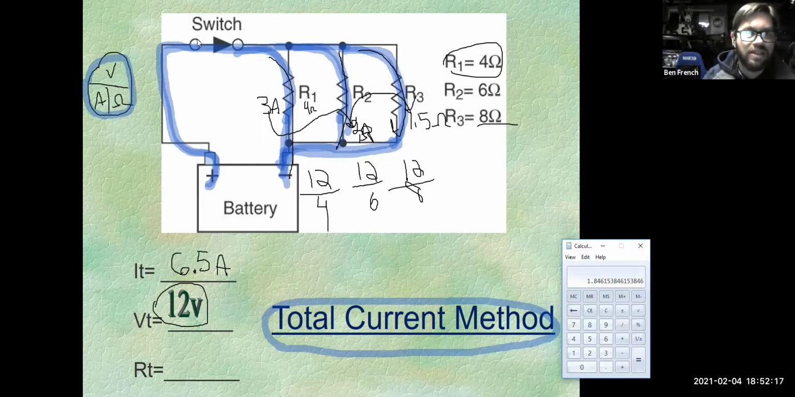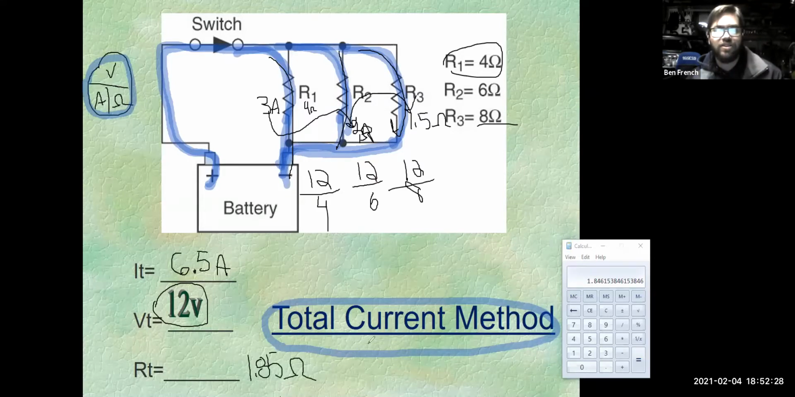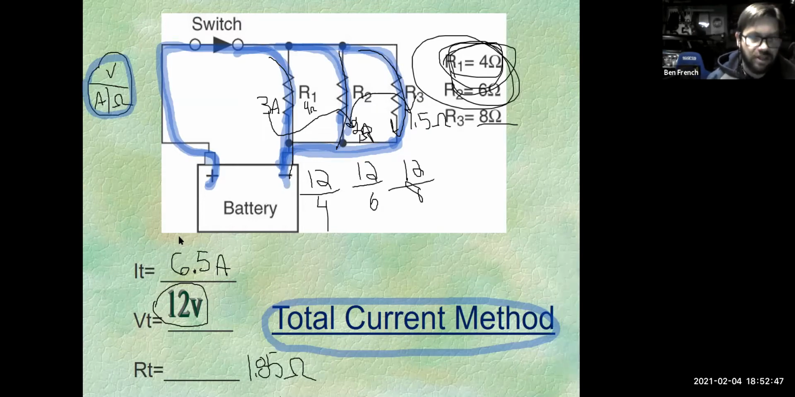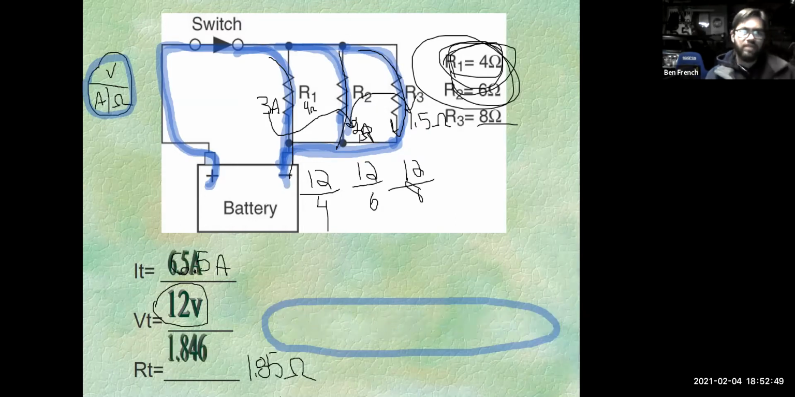So I will write that down. 1.85, and this is ohms. Now, is that less than the least resistive branch? Yes, it is. My smallest branch is 4. I'm less than 4. I'm 1.85. So it logically makes sense with the way that these circuits work. And if I hit the button, we should be able to check our work here. Boom. And we got it.